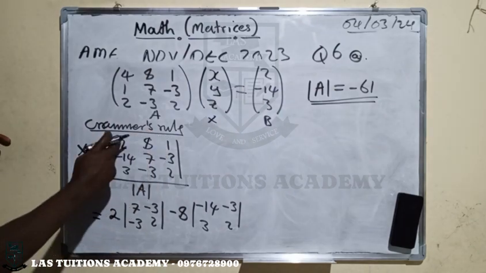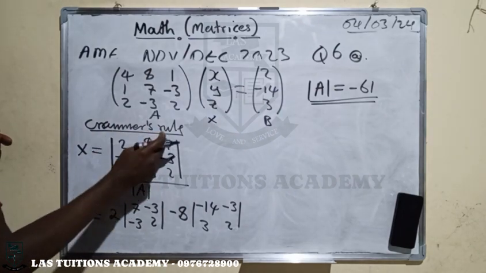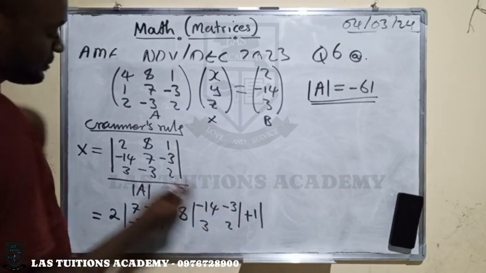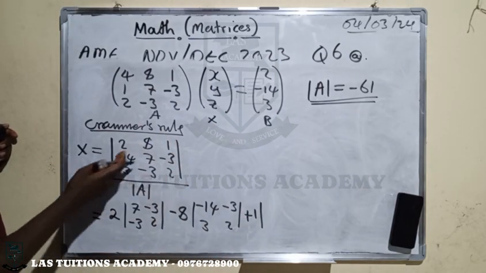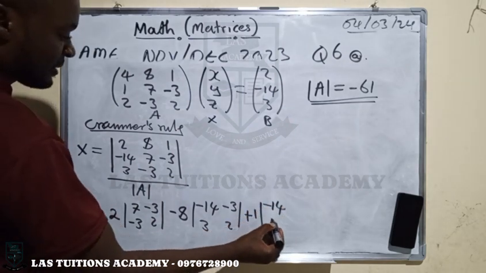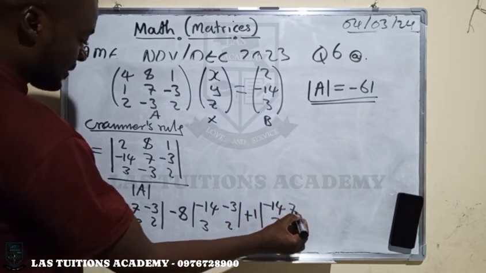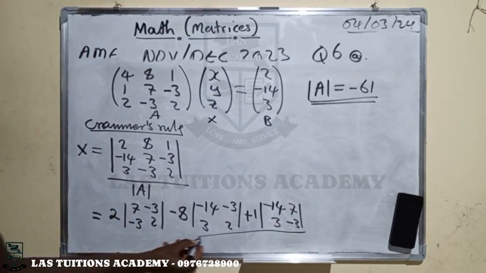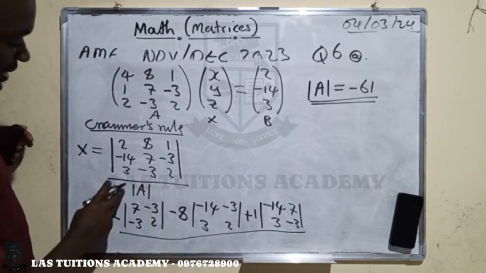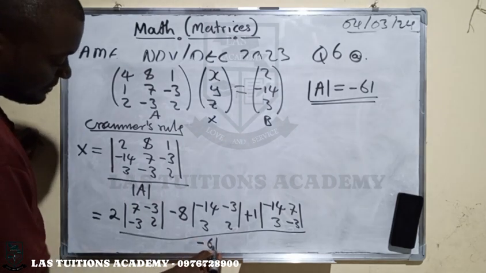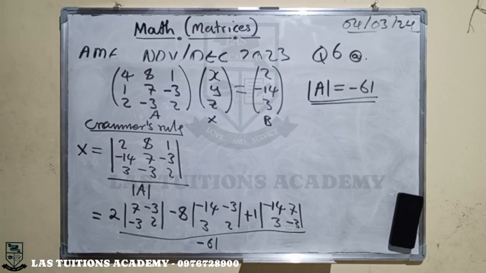Then now we go to the last one. We lock this, lock this, lock that. So we have a 1 there, plus 1. These 4 here will be the free numbers: -14, 3, 7, -3. Then this whole thing we are saying should be over the determinant of A, which we found to be -61.